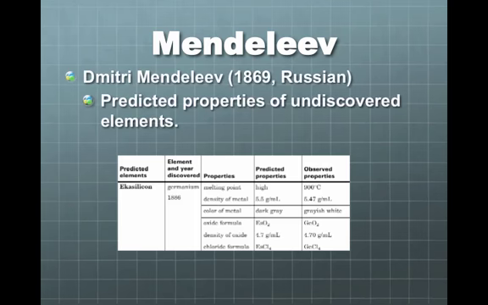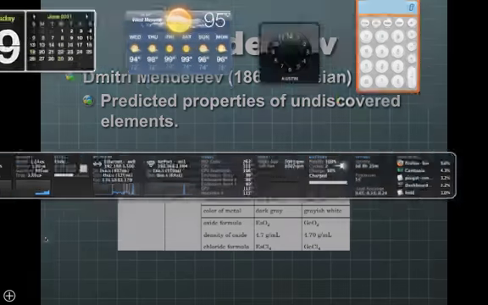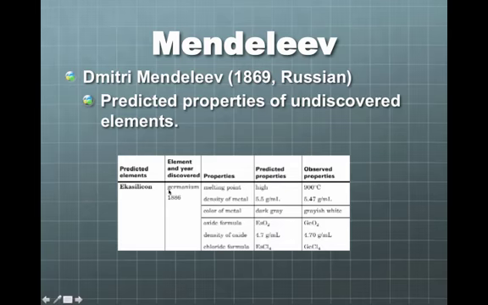Mendeleev actually predicted properties of undiscovered elements, and right here we've got an example of something that he predicted. He called it eka-silicon, because it is directly underneath silicon. It was later named germanium in 1886, so not very long after he predicted the properties. He said that this eka-silicon would have a very high melting point. This is what he predicted. This is what he thought was going to happen. This is what he actually observed.